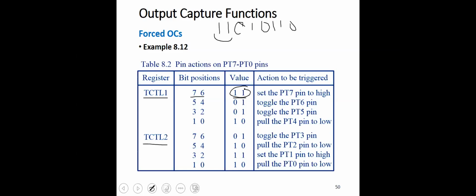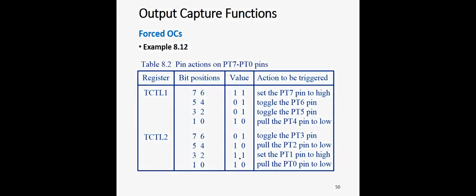So this implies, if you go back to the register, the output compare action will be to push or pull the pin high. Pins 4 and 5 are 0, 1. So 0, 1, if you go to the description of control registers 1 and 2, this will toggle pin number 6, PT6, and so on. So here we have the bits that specify what happens on each of these output compare channels.